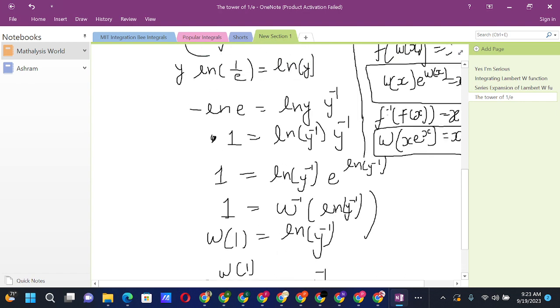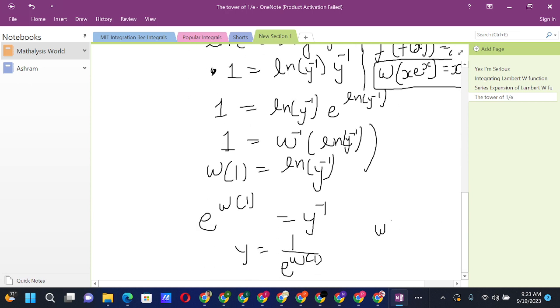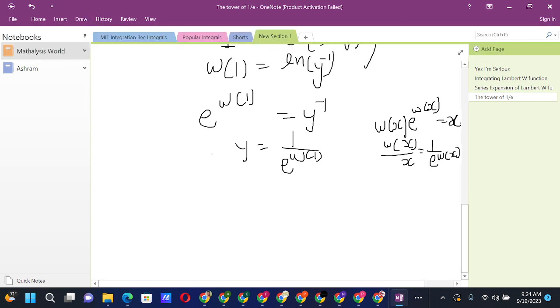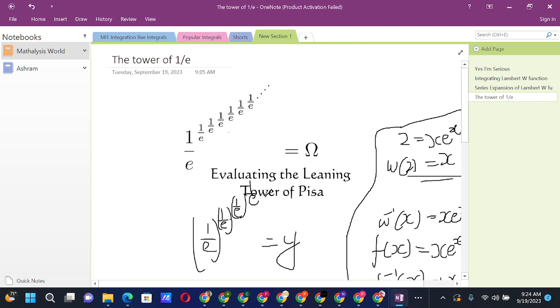And now we use this property. We had Lambert of x e to the power Lambert of x as x. So we see that Lambert of x over x is 1 by e to the power Lambert of x. We can use this over here to further simplify our expression for y. So y is actually Lambert of 1 over 1, that is Lambert of 1. Okay, so we see that this expression which we have over here is actually Lambert of 1.